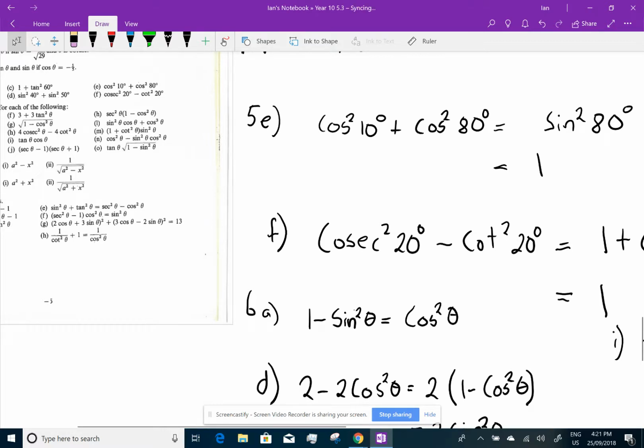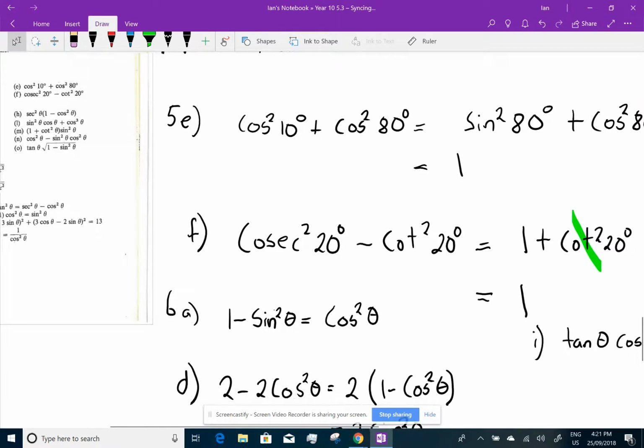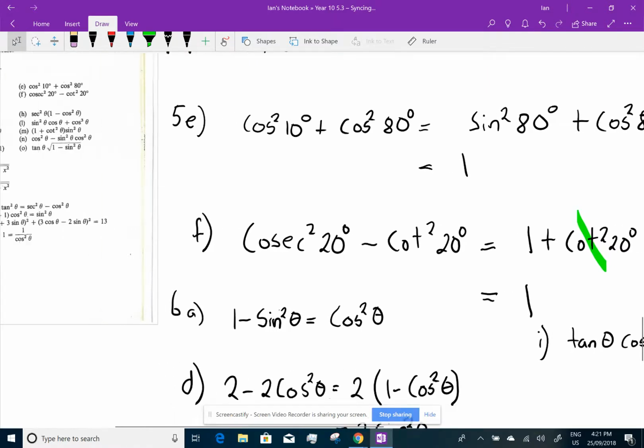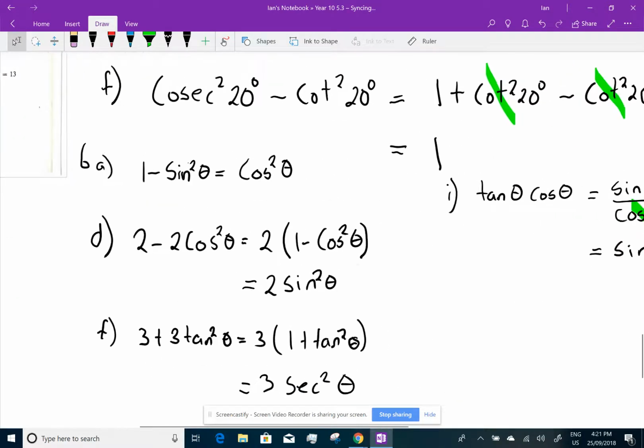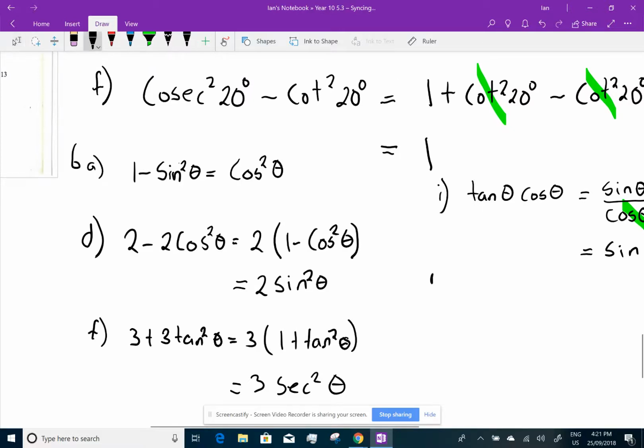Let's have a go. Well, J is a difference of 2 squares. Let's have a go at N: cos squared theta minus sine squared theta cos squared theta. Okay. So I'll do N and O. See how you go with that. So here I go with N.